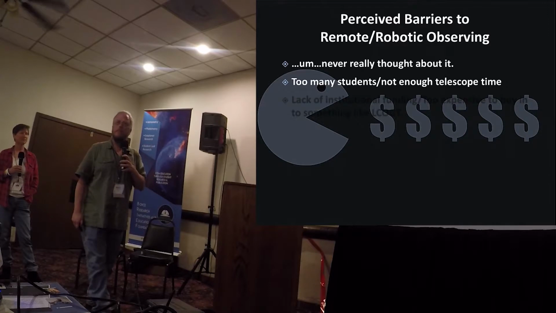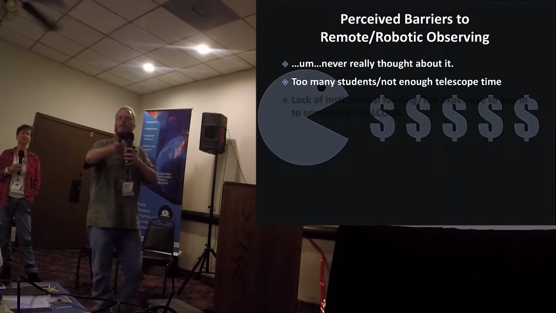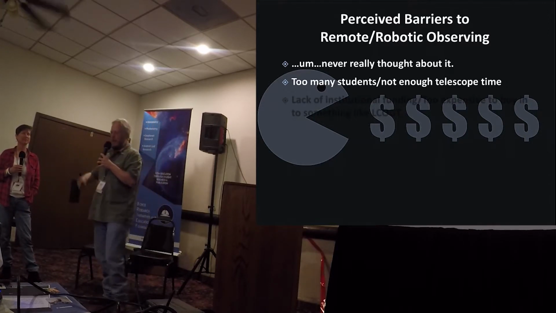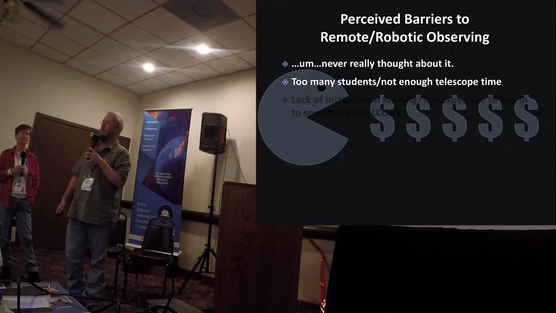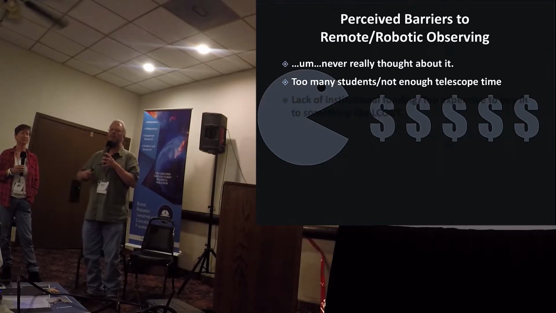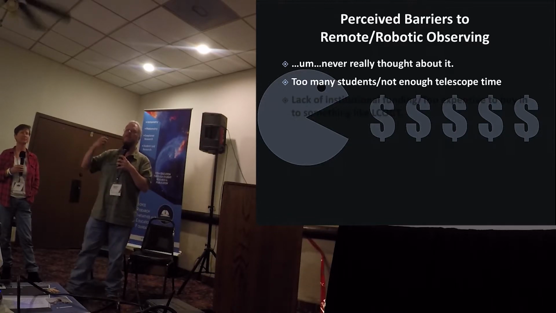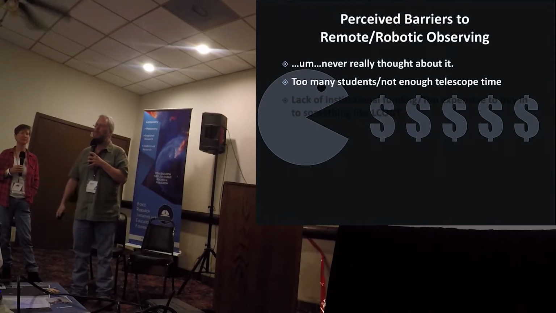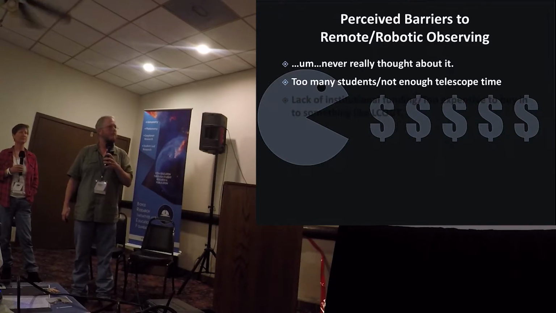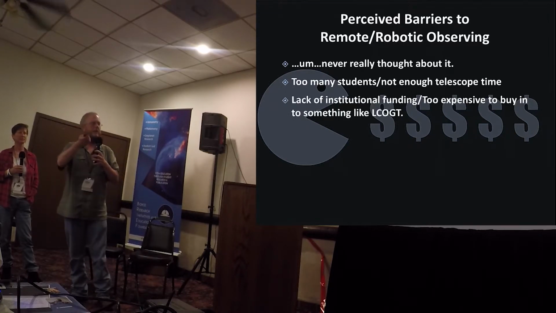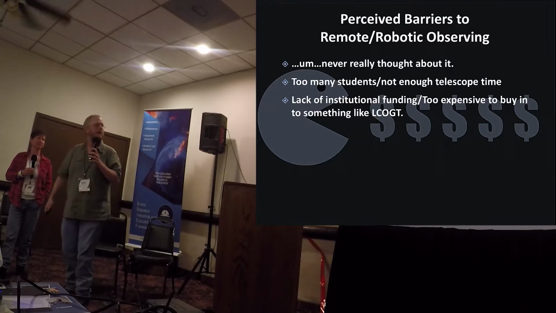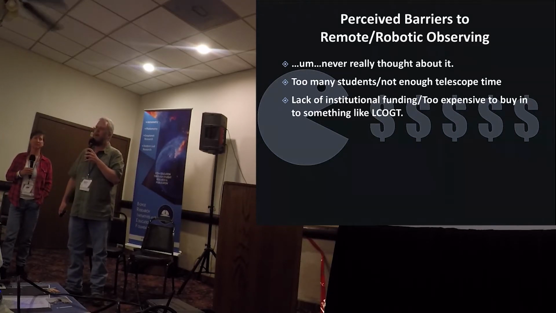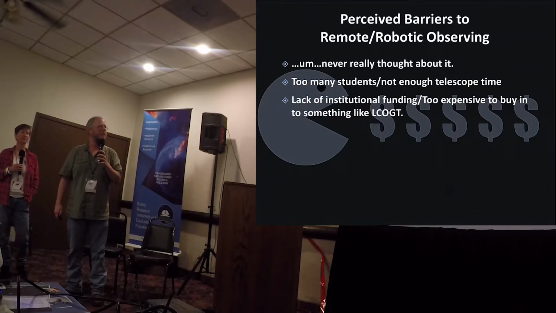Another problem, especially if you have one of those big audiences, lots of students, too many students, not enough telescope time. If you have a class of 100 students, how do you give them all a rich, meaningful experience with robotic telescopes? A lack of institutional funding, too expensive to buy into something like LCOGT. These are some of the comments that we got about why they don't use these systems.